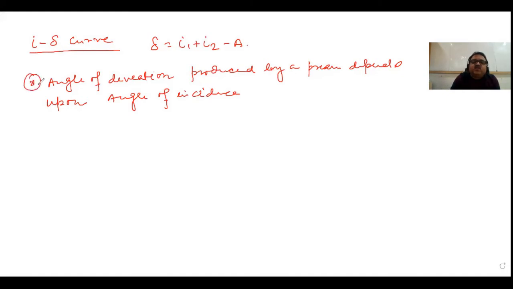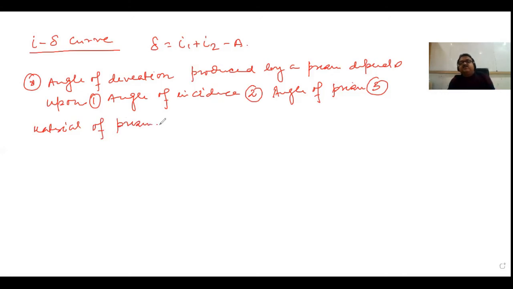This is the number one factor on which it depends, the angle of incidence. Number two, it depends upon the angle of prism. And number three, it depends upon the material of prism. Now, you may have a question: why am I not writing I2? Because I2 solely depends on the material of the prism. That is why instead of writing I2, I'm writing material of the prism. So these are the three factors on which the angle of deviation produced by a prism depends.